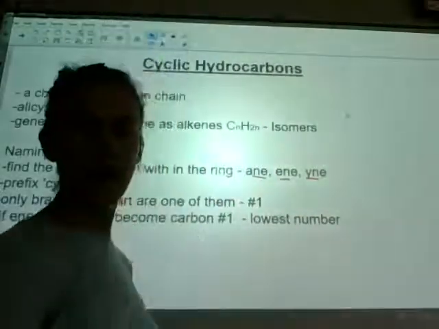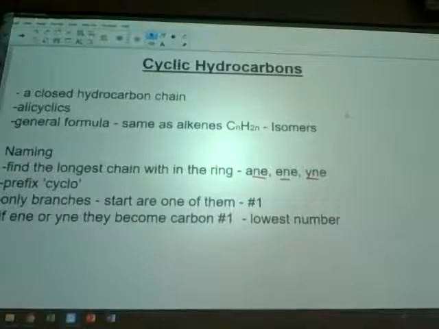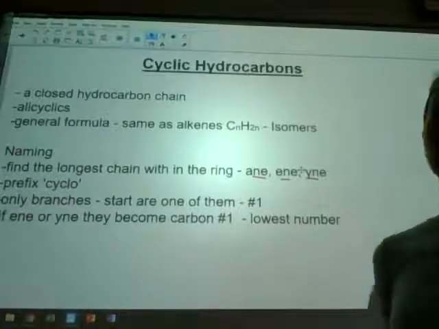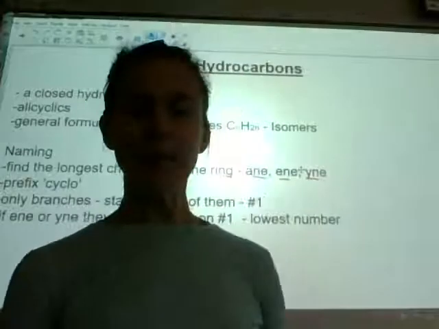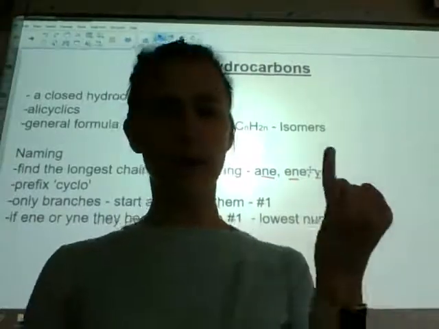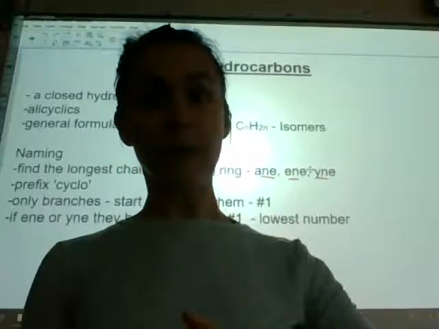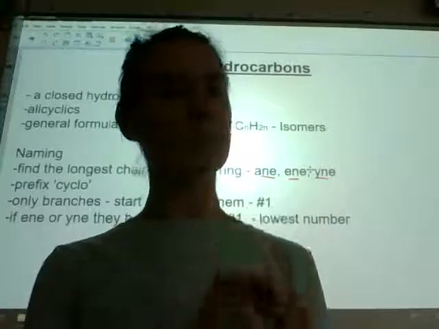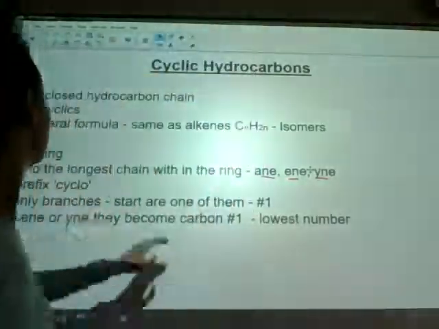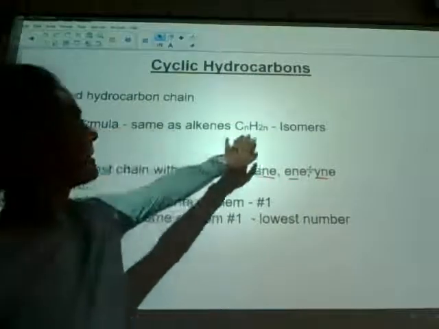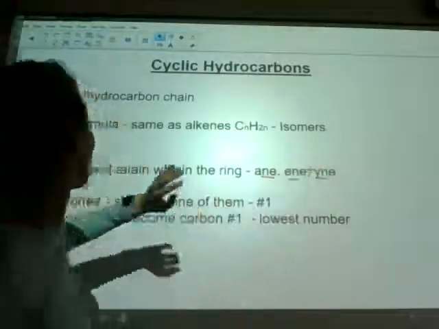All right, we can go on from there. So it's a closed carbon chain. It's alicyclic. Going back to our day 1, we had our aliphatics, alicyclics, and then our aromatics, which we'll be learning about next with benzene. So the general formula is the same again as an alkene. It's an isomer, and I just explained why.